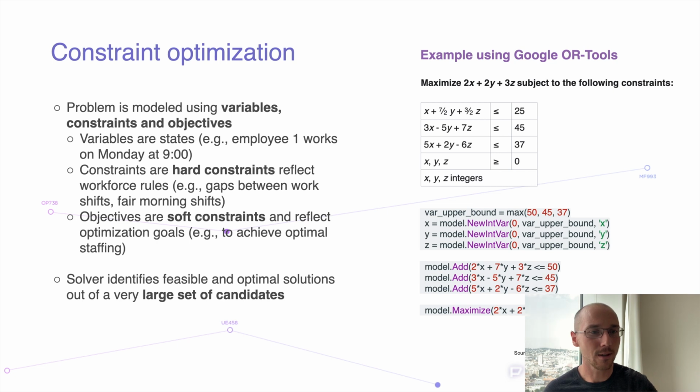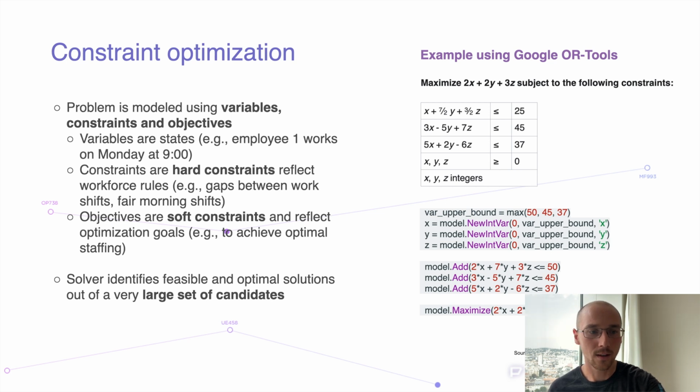So on the right side, to give you just some idea of how this works in practice, or how it's defined in practice, we have one problem that's defined here. So we are trying to maximize 2x plus 2y plus 3z, and we have some constraints. In the first table you can see these are the hard constraints. For instance, 3x minus 5y plus 7z is less than or equal to 45. This is a hard constraint that the solver has to satisfy.